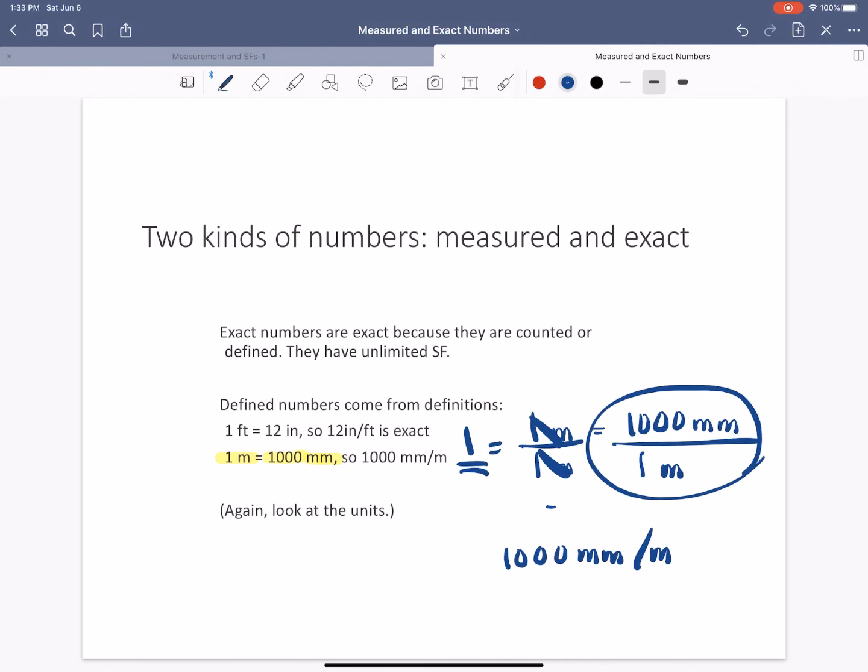And then when I see this value given somewhere, I check the units first. Is this measured or exact? Oh, it looks like it might be a definition. Let me look at the number. Yes, that's a definition. So the first place to look is always at the units. The units will guide you. Is this measured or exact?